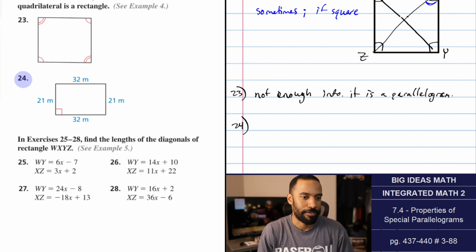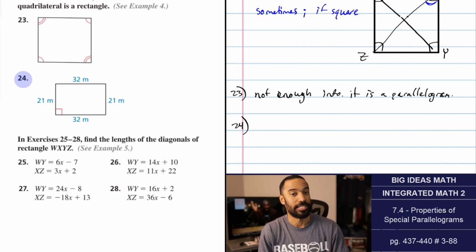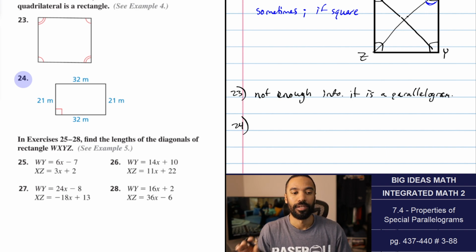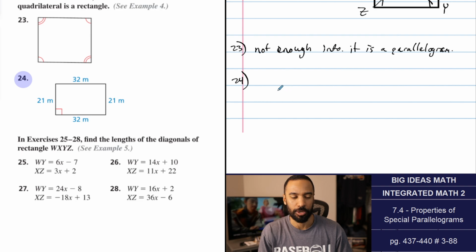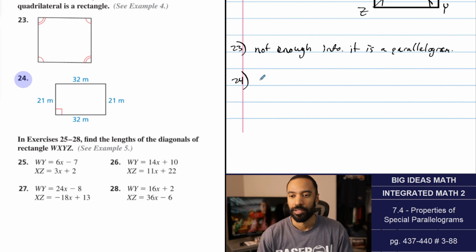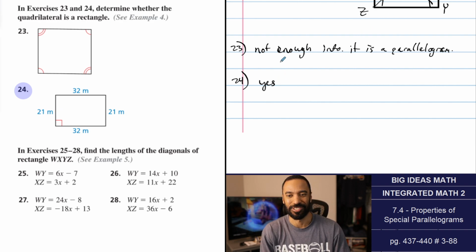Okay, here we have 32 opposite sides congruent, 21 opposite sides congruent, indicative of a parallelogram. Then you have a right angle. Now, we've looked at this a couple times. Maybe it was the lecture portion, I don't know. Yes. They don't say explain. They just say determine. So I'm just gonna say yes.